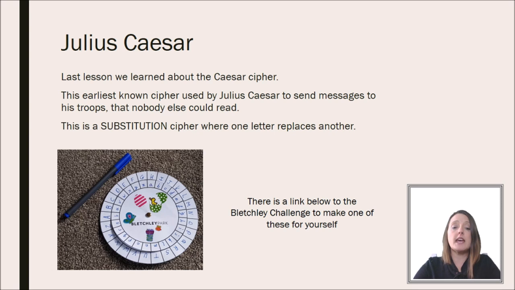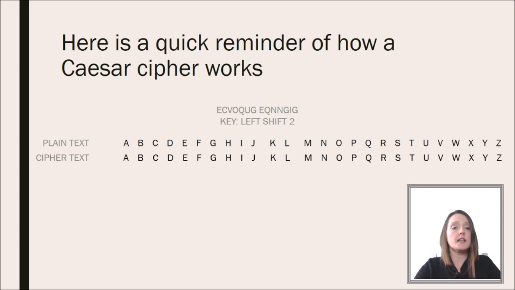Now, there is a link below this video which you can use to make your own Caesar cipher wheel, as you can see in the picture. I've got one similar just here, and we're going to be using this to decipher some of the ciphers that we've got here today. So let's have a quick reminder on how the Caesar cipher works. If you notice, you've got a code here. Okay, you'll recognize this from last week. It's the same one that we used then. And it says the key is a left shift of 2.